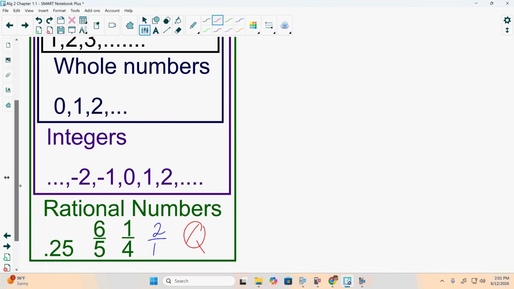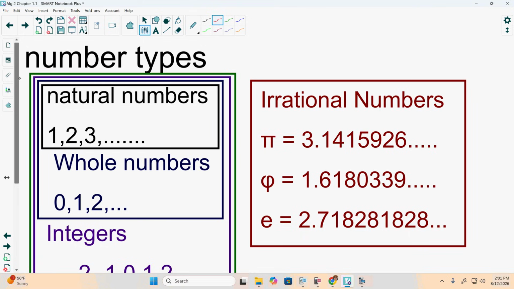Now, we do have rational numbers, but we also have irrational numbers. An irrational number is defined as a number with a non-repeating, non-terminating decimal. You should know at least one of these 3. Pi, 3.1415926, going on and on and on. It's a non-repeating, non-terminating decimal.